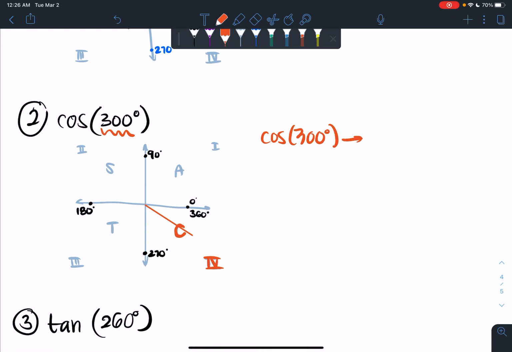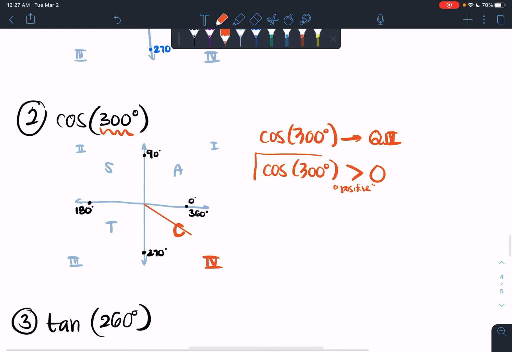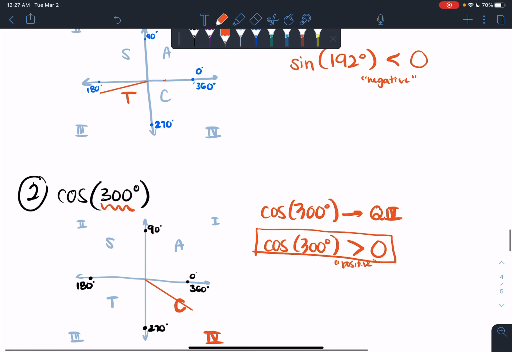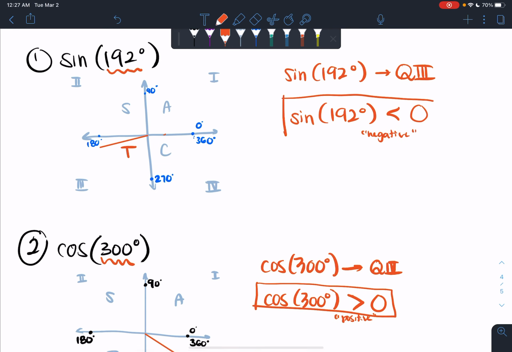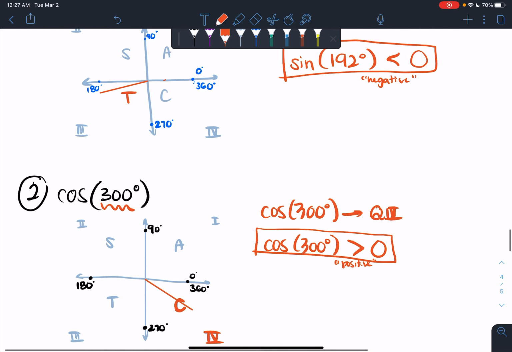So what did we determine? Cosine of 300 degrees, this is in quadrant 4. In quadrant 4, cosine is in fact positive. So when we write this out, we get cosine of 300 degrees is greater than 0, meaning it is positive. I should also box my answer above because that is the final solution that we're looking for here.